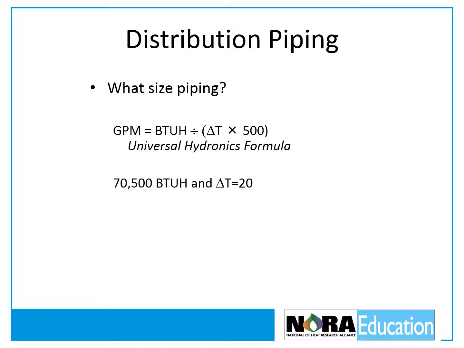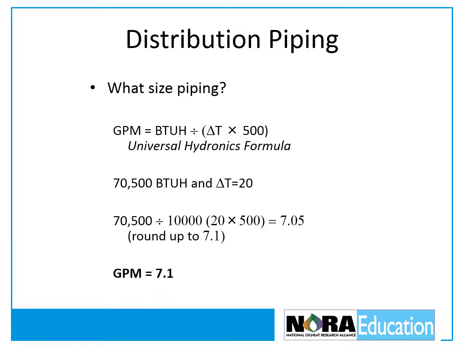Now in our case, the BTUs per hour is 70,500 and the delta T is equal to 20 degrees. So 70,500 divided by 10,000, which is 20 times 500, or delta T times the universal formula factor of 500, equals 7.05. Now we're going to round that up to 7.1, and that equals the gallons per minute we will need to move water through this structure to get the proper heat distribution.